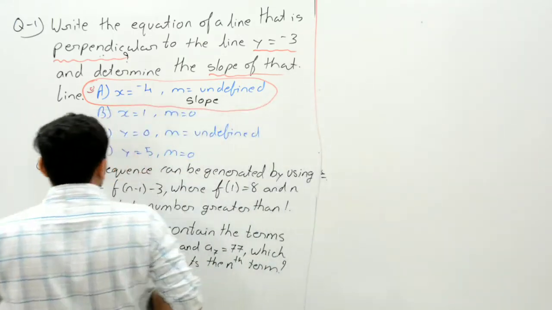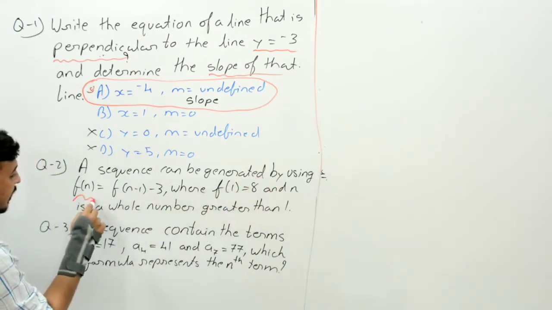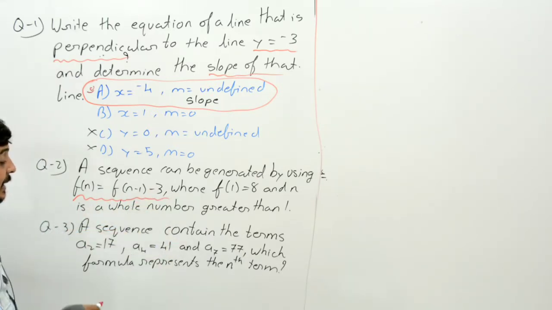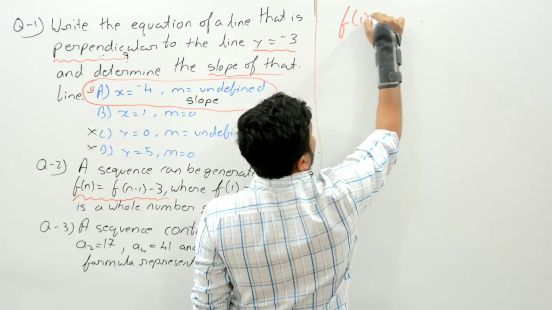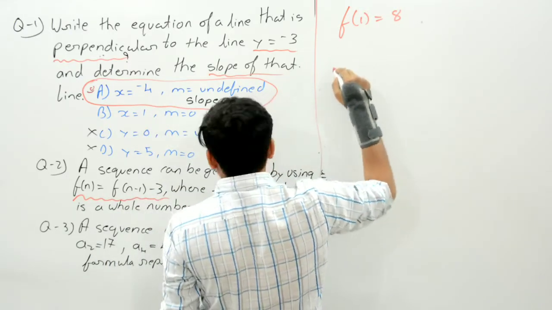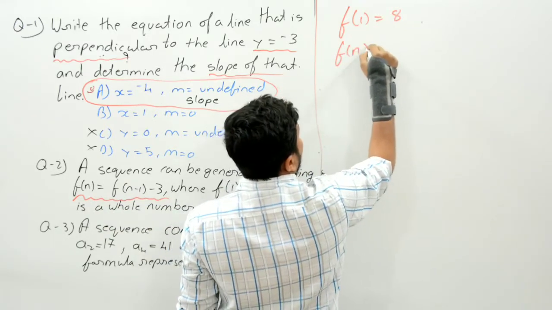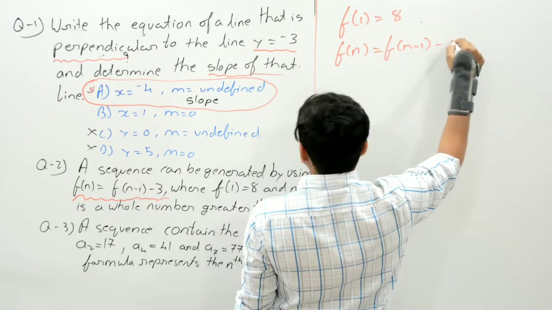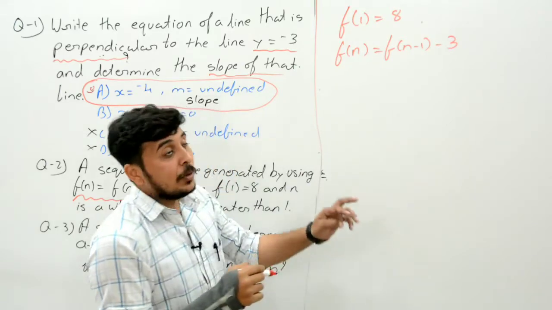See, now moving on to question number 2. A sequence can be generated by using f of n is equal to f of n minus 1 minus 3, where f of 1 is equal to 8. Here the first term f of 1 is given as 8. But how can it be found? The formula for finding the nth term is given here: f of n minus 1 minus 3. Clear? Now I have the first term.